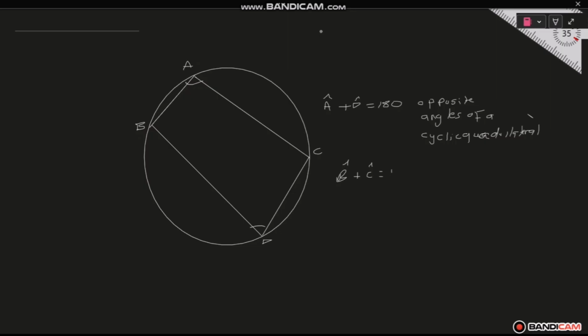Therefore, angle B, its opposite side is angle C. They must give you 180. The reason is the same: opposite angles of a cyclic quad. So for it to become a cyclic quad, you must make sure that A, B, C, and D are on the circumference. That's very, very important. That's important, guys. I hope you understood this. Angle B and angle C, D and A, they must actually touch the circumference for it to become a cyclic quadrilateral.